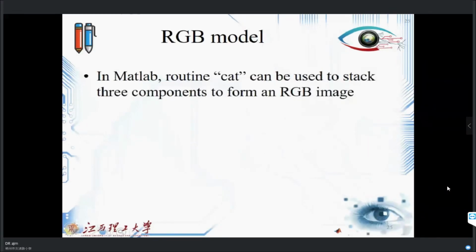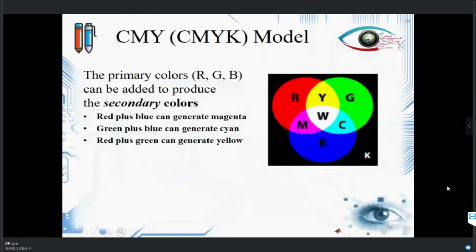In MATLAB routine, cat can be used to stack the three components of them. We have other methods that we will see later in the RGB section.